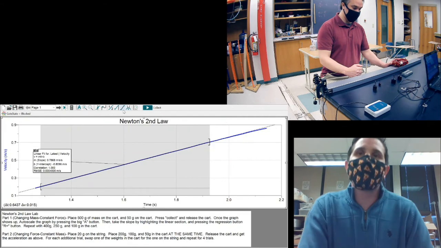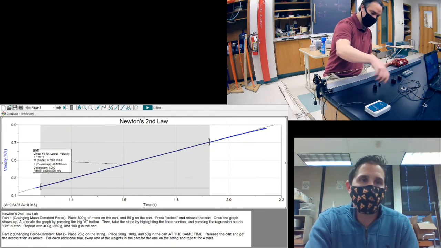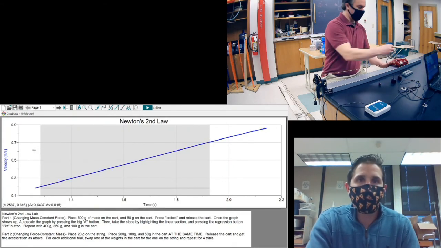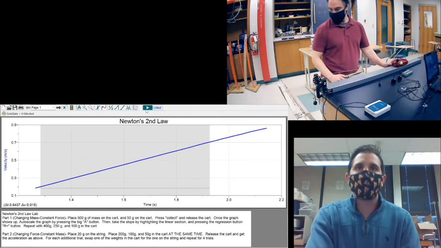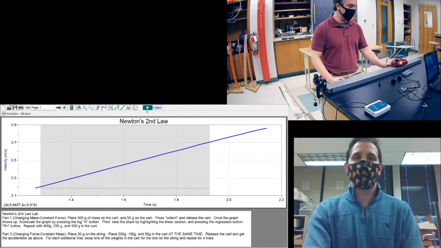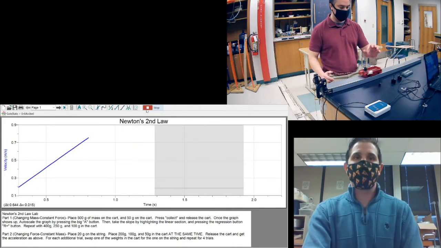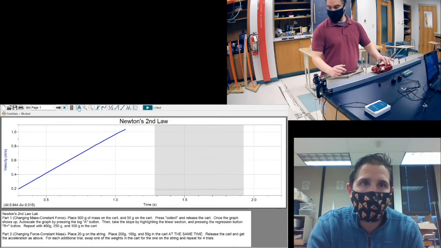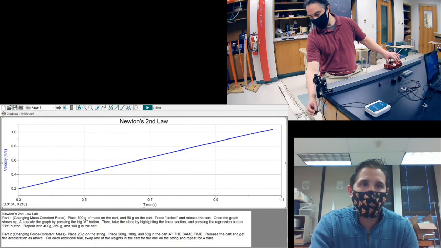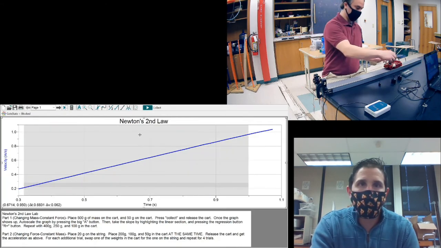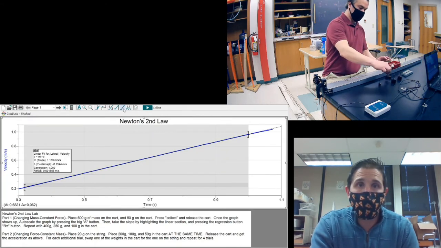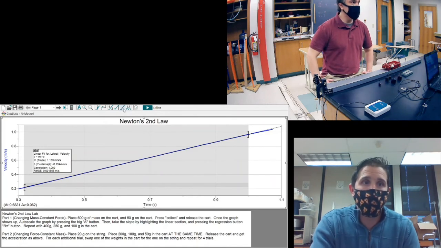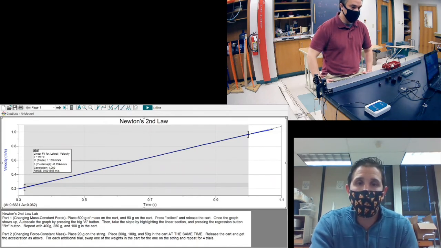And for our last trial, we're going to do 100 grams in the cart. Ready, set, go. Okay, and then for this one, our slope is 1.103 meters per second squared. And those are all the trials for part 1.